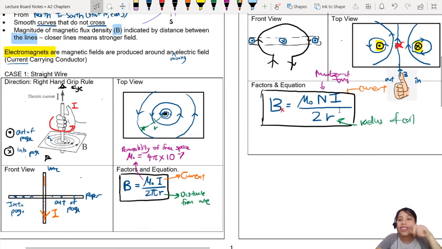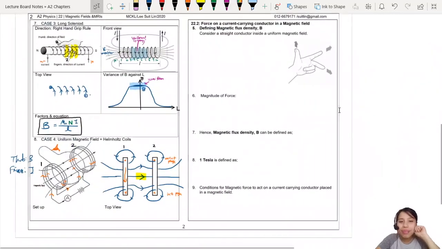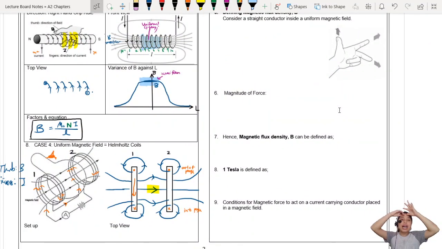So what I suggest is practice using your right hand thumb. Go and try all these things, and if it does not make sense to you, go and look at your notes again and use your hand on the paper and try to see how to turn your hand so that it makes sense to you.